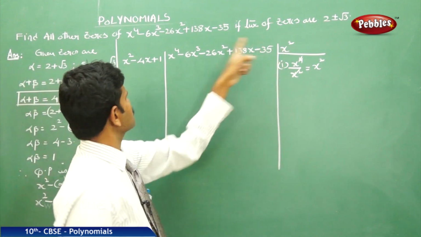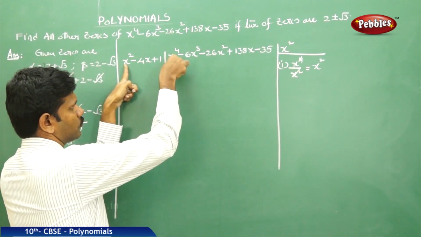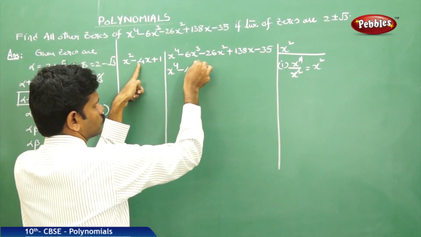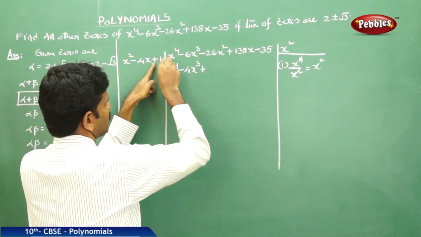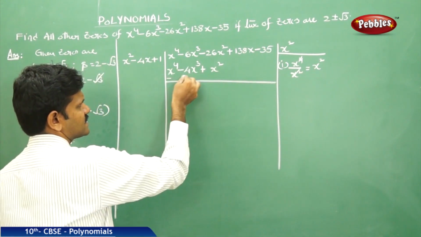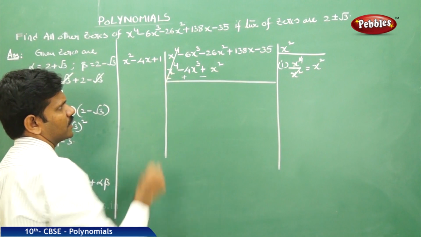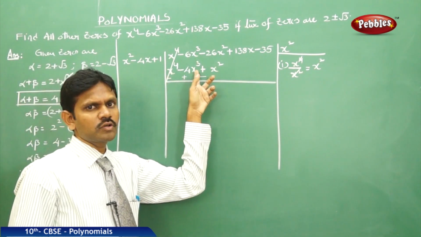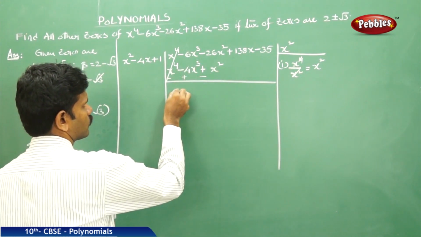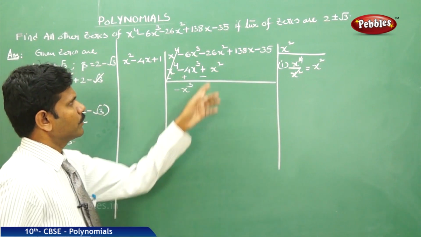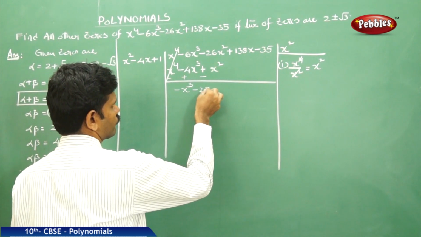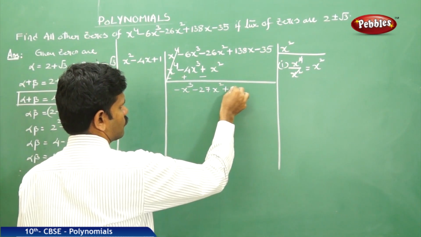That is x square into x square, x to the power 4, minus 4x into x square, 4x cube, plus x square into 1, x square. Now minus plus minus get cancelled. Now similar terms can simplify. Minus 6 plus 4, which will give you minus 2x cube, minus 26 minus 1, minus 27x square plus 138x.